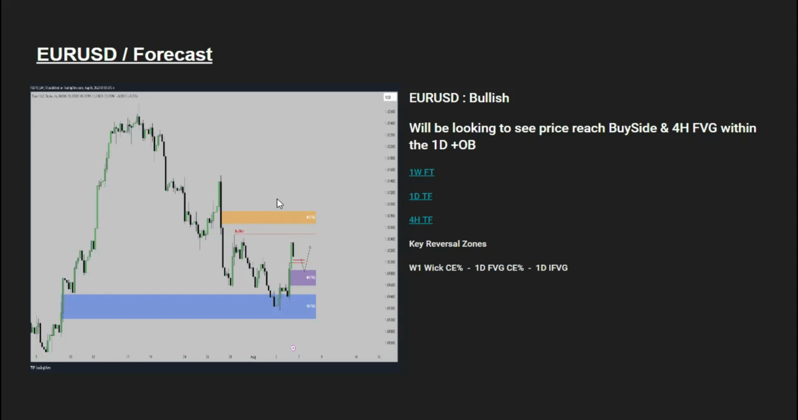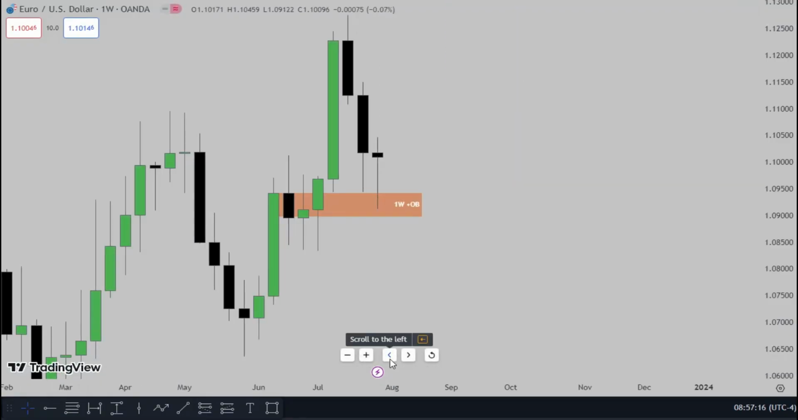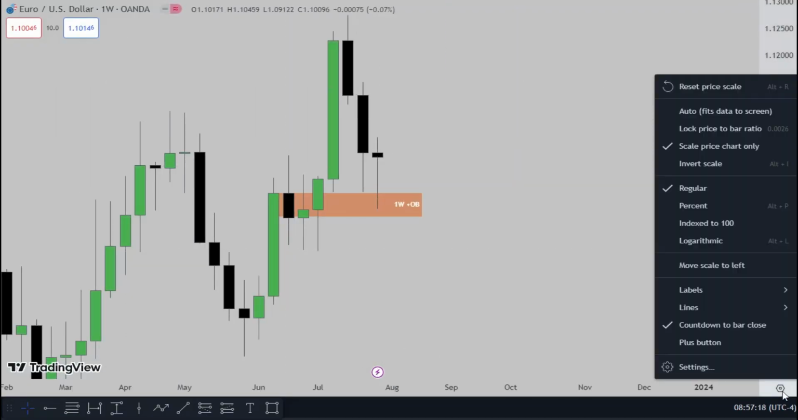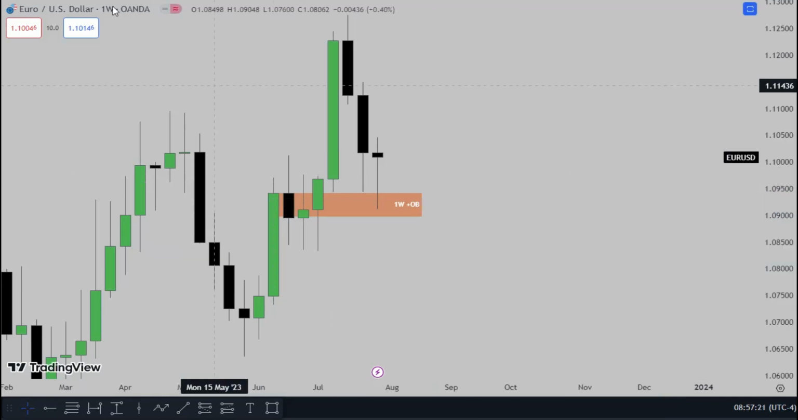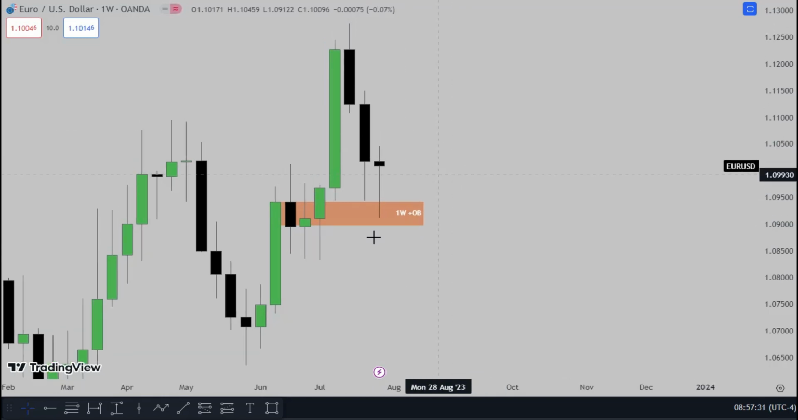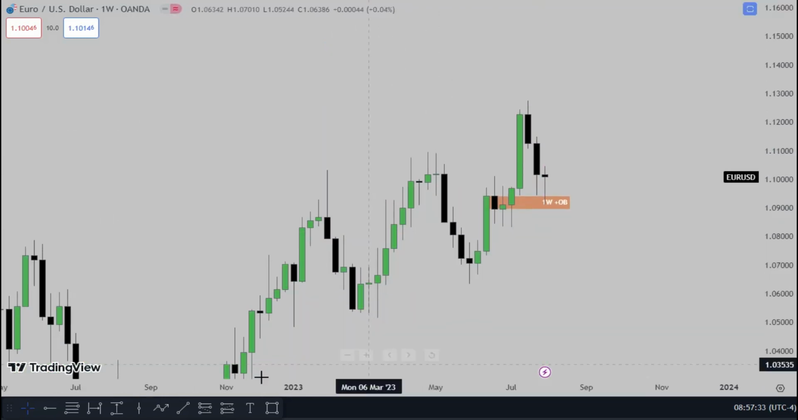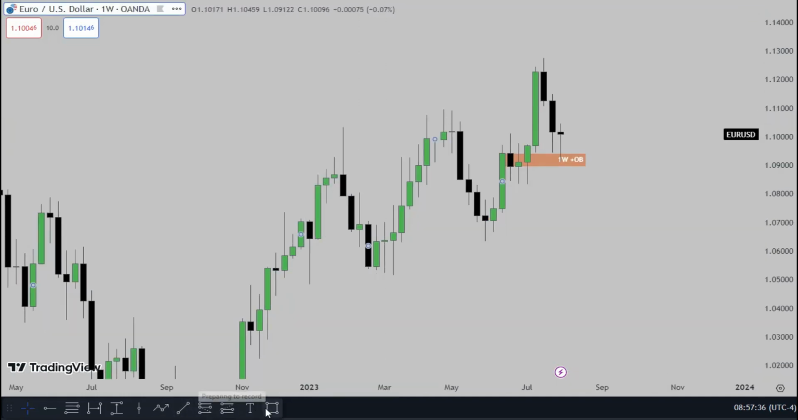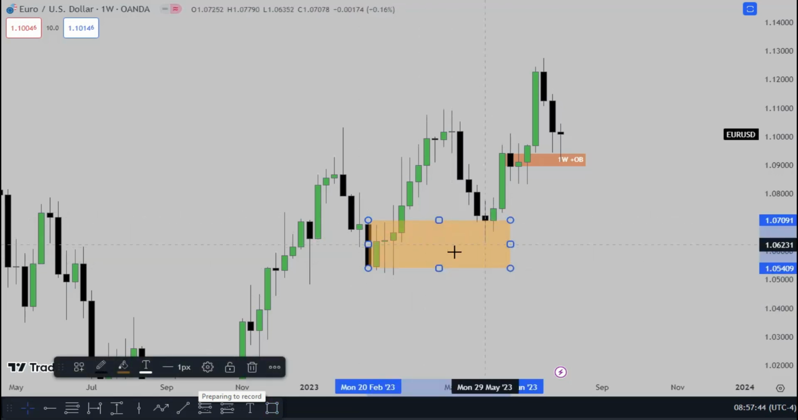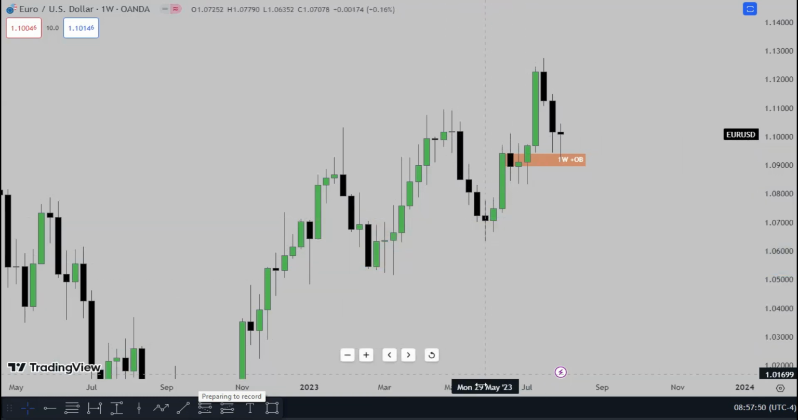So now let's go into our charts. Currently we are on the Euro USD, on the weekly time frame. If you pay attention, price just managed to hit the 1 week order block, and it's currently moving bullish. Overall trend direction is pretty much bullish, and we can see that by supporting factors within price that support price moving bullish. First indication would be this order block right here, which managed to drive price bullish.